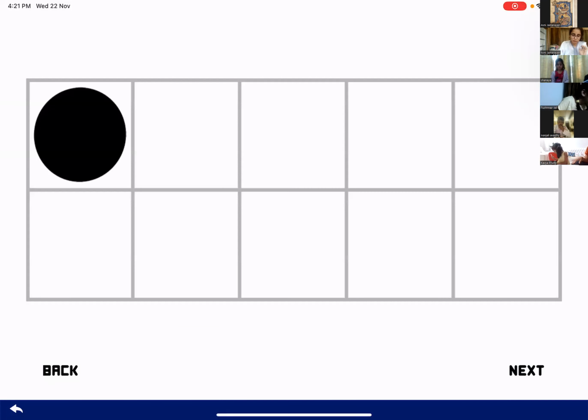Okay, fine. So now the challenge is increasing. We were just working on 5 frames. Now we will be working on 10 frames together, which means there are 5 on top and 5 on the bottom. Okay, quickly start writing the number. Next. I'll give 5 seconds only. Okay.